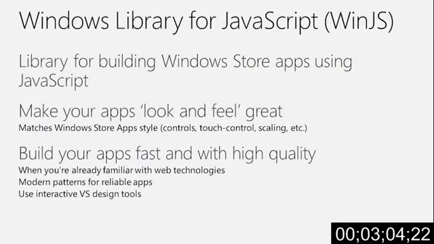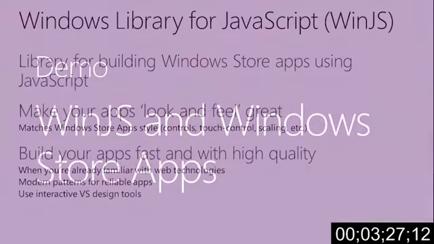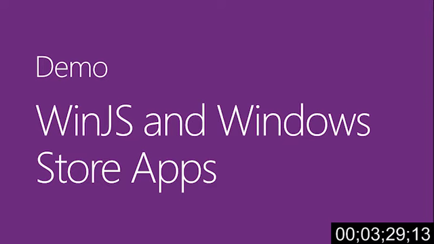With the Windows library for JavaScript, you can make your applications look and feel amazing. You match the style of Windows Store applications. You control for common user experiences. You're designing now for touch as well as traditional input, and you can scale across all the form factors from small mobile devices to tablets to desktops. You're using modern patterns and interactive design tools. Fast, high-quality development. Let's take a look at developing a new Windows Store application with Windows and JavaScript.